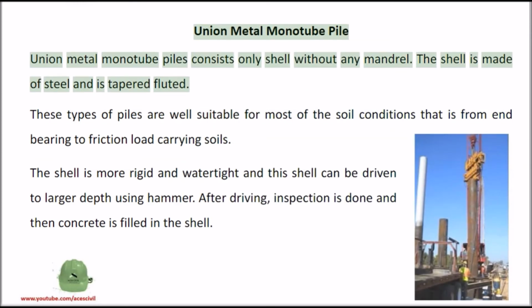Union metal monotube pile. Union metal monotube piles consist only of a shell without any mandrel. The shell is made of steel and is tapered and fluted.